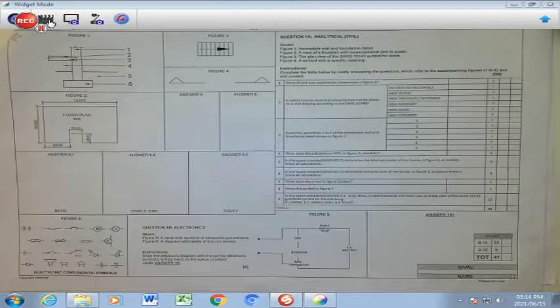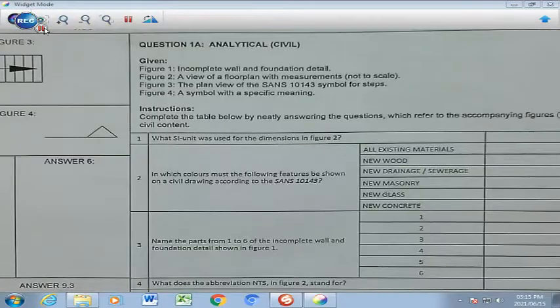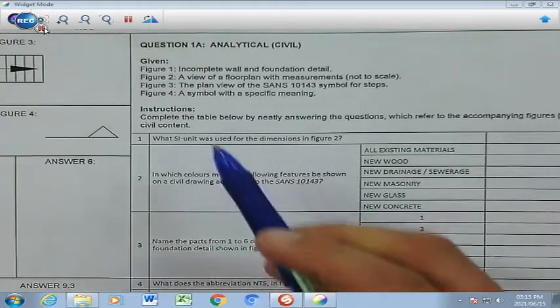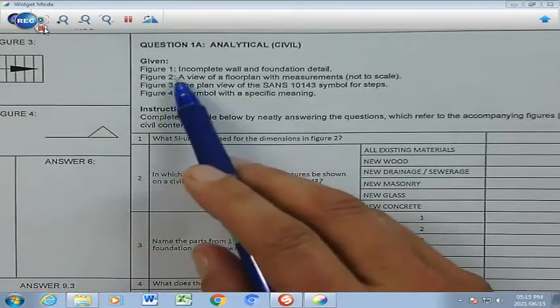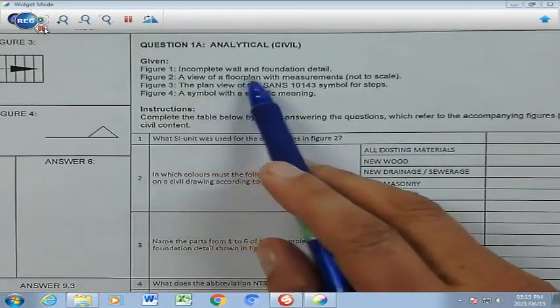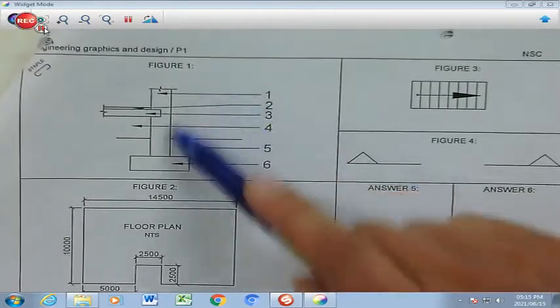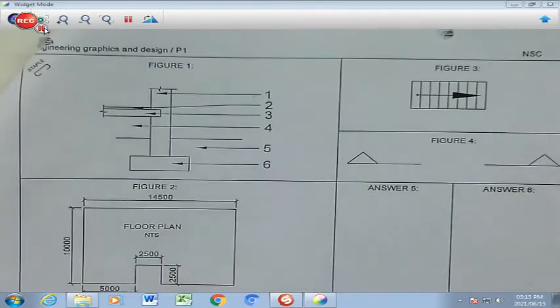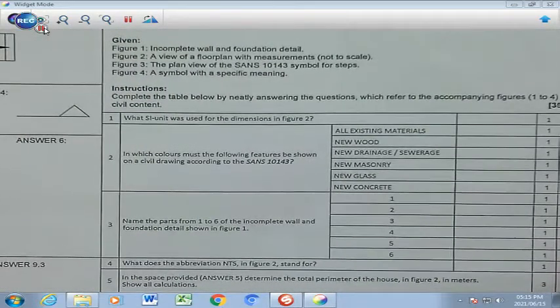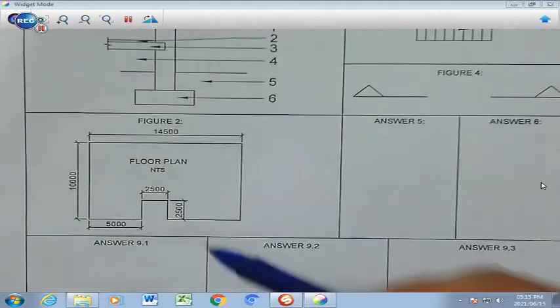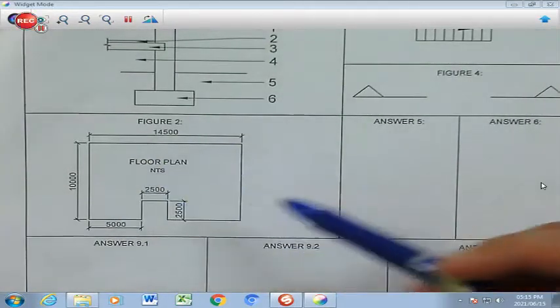Grade 11s, this is Analytical Civil 4. So we have four major components which are given to us, and that is figure 1, which is an incomplete wall and foundation detail, and that we're going to find right here on your left hand side, which is that specific component there. And then we have in figure 2 a view of a floor plan with measurements, and it's not to scale. And we scroll over, we're going to find that floor plan in figure 2 there.